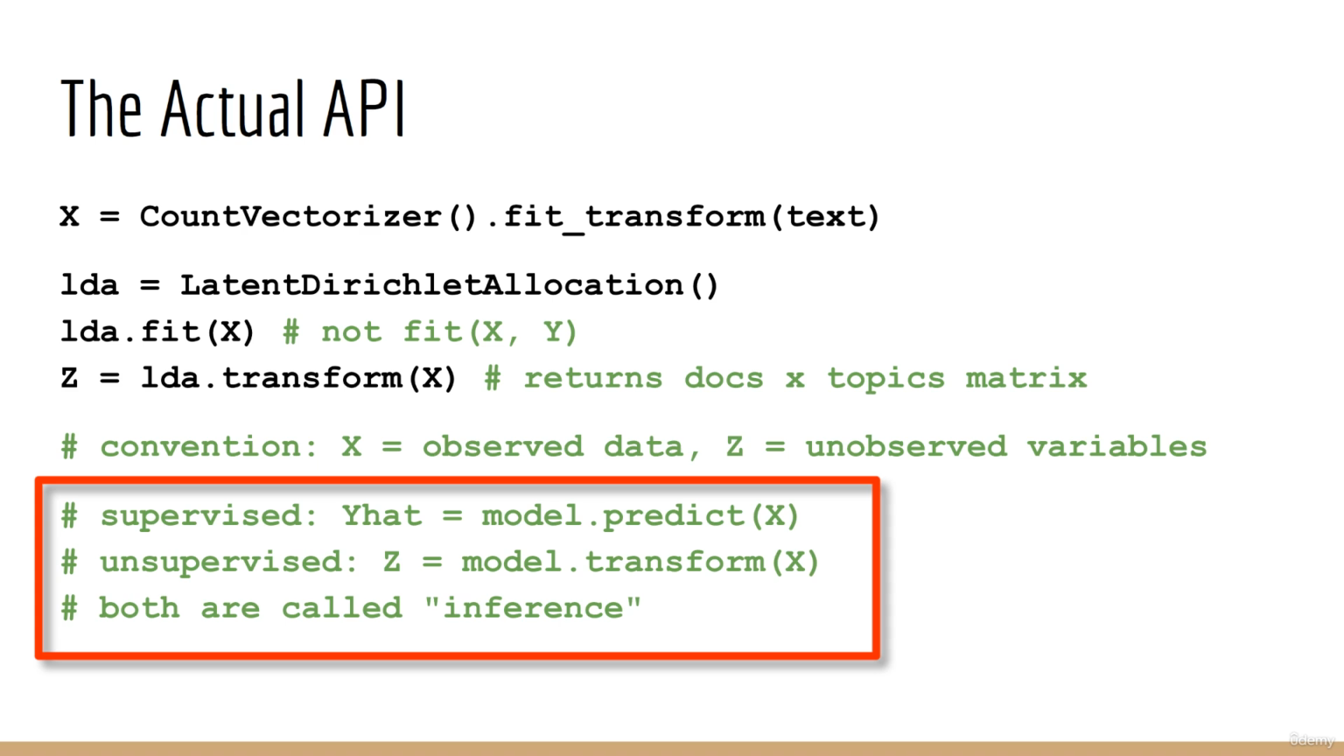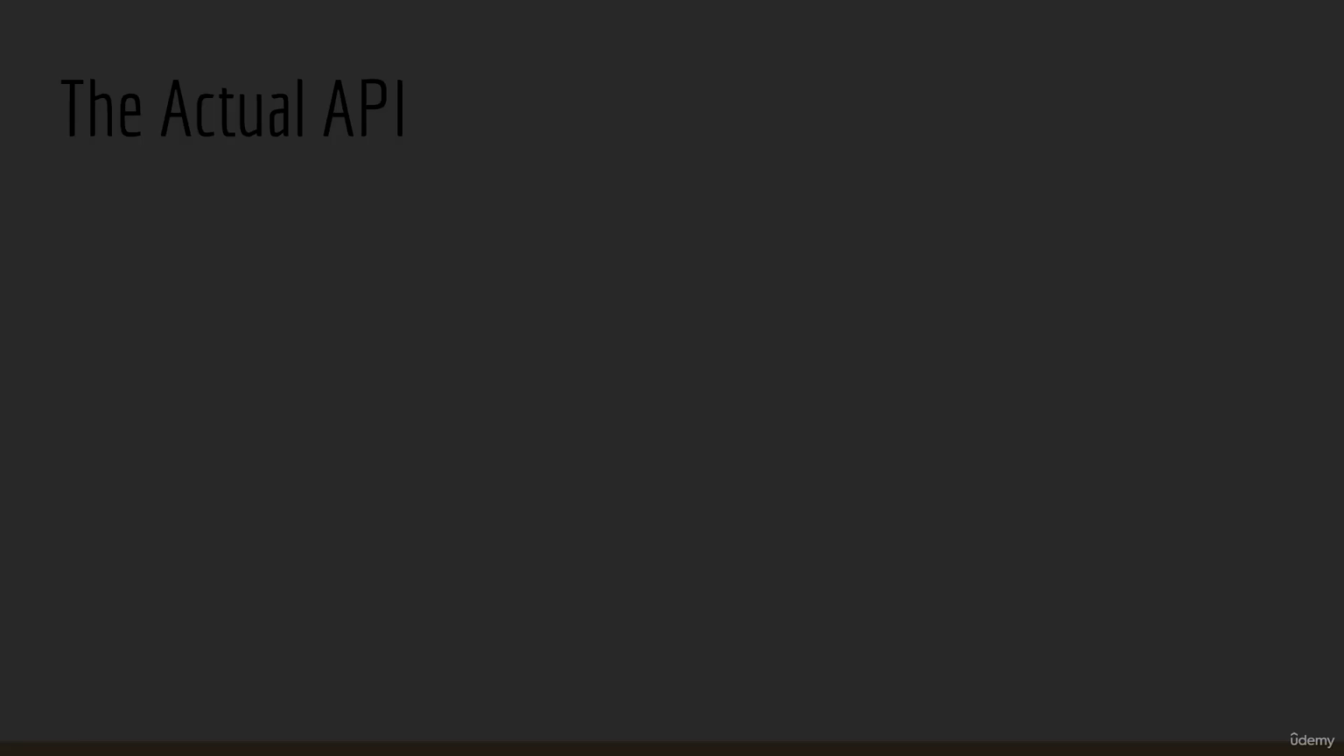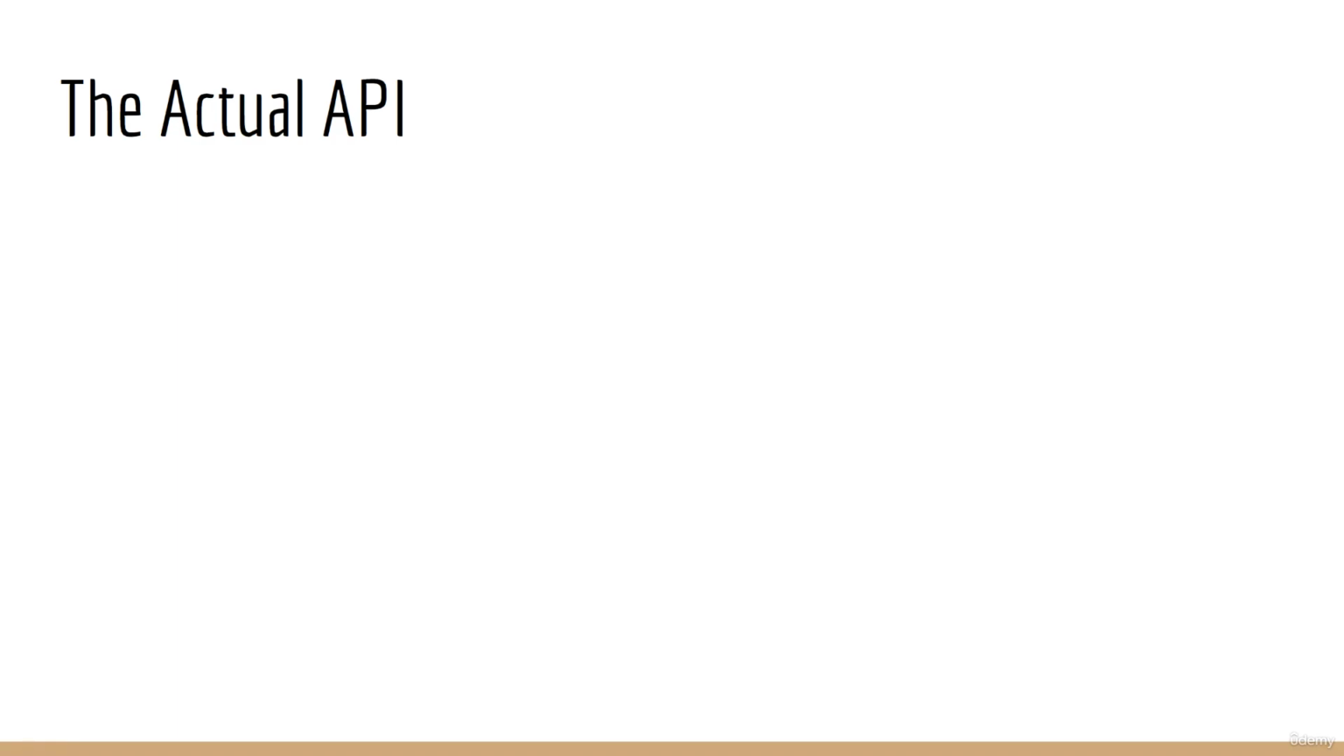Both transform and predict can be generalized under what we call inference. So when we transform data to get Z, we call that inference. But when we predict to get Y hat, we also call that inference. So inference is a generic term that can mean either of these, depending on the context. In addition, note that it's possible to combine these two calls into a single call, where we just say fit_transform and we pass in X, which gives us back Z.